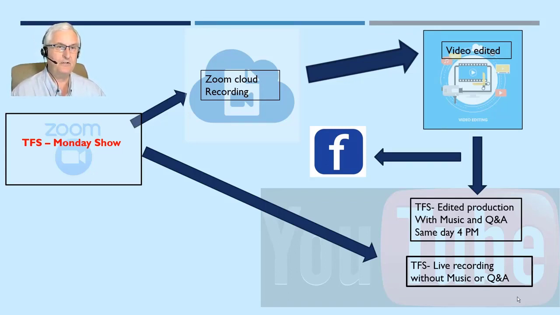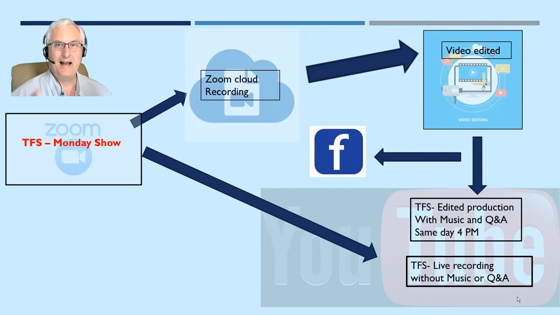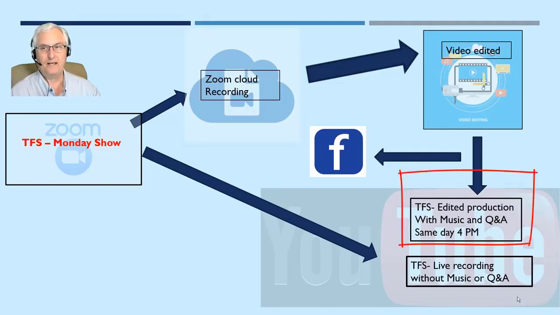The second thing that happens, though, on Monday is we record it to the cloud. So you'll see that we have the recording. It records to the cloud the whole meeting, including the music segment and Q&A. From the cloud, I then take the video and download it, and I edit it. I make us look real good. I take out all the mistakes and clean it all up, and then I publish it to YouTube as well. And this is the edited version, and I usually have this done on the same day around 4 p.m.